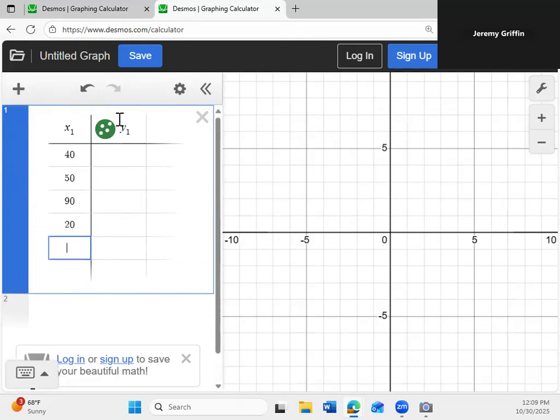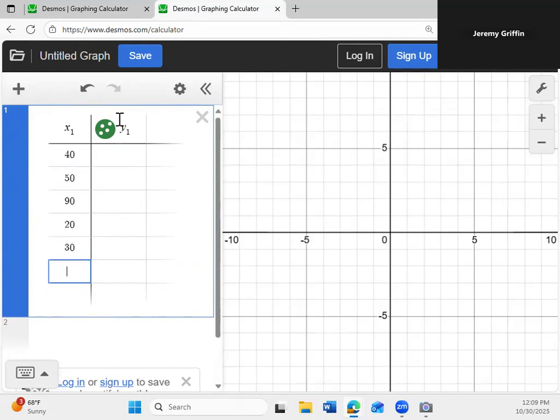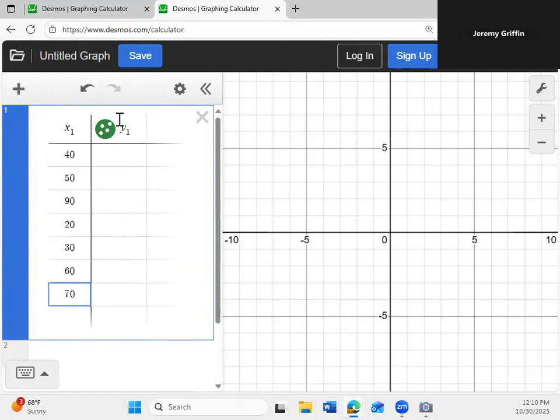A little slower. 40, 50, 90, 20. 90, 20, 30. Wait, I think you put, okay, yeah. 60 and 70. Like that? Okay, just the angles.